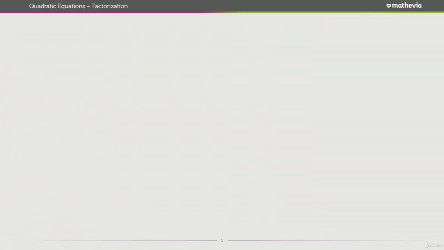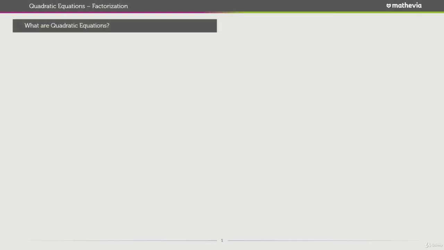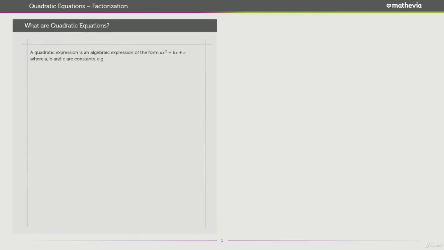So, quadratic equations factorization. What exactly are quadratic equations? To understand quadratic equations, we need to know what quadratic expressions are. A quadratic expression is an algebraic expression of the form ax squared plus bx plus c, where a, b, and c are constants, i.e. numbers.